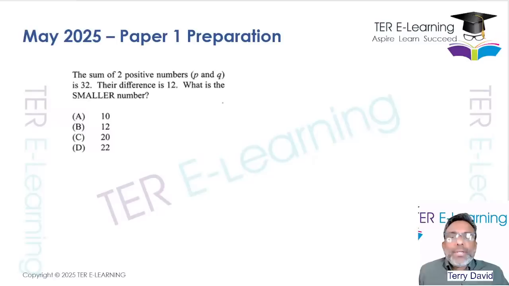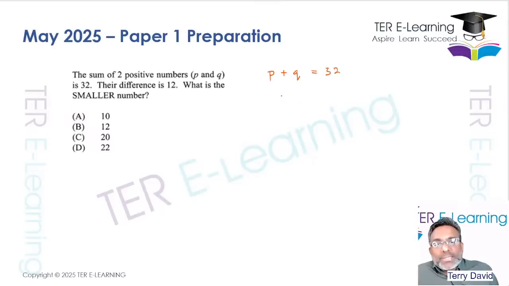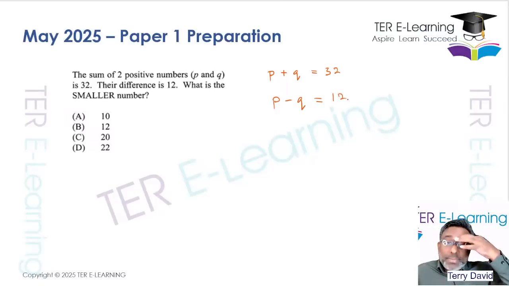Let's check that. So the sum of two positive numbers is 32. So P plus Q, when I add those two numbers, you're going to get 32. And the difference, we don't know if it's P minus Q or Q minus P, it doesn't matter. So P minus Q, the difference is given by 12. They want to know what is the smaller number.